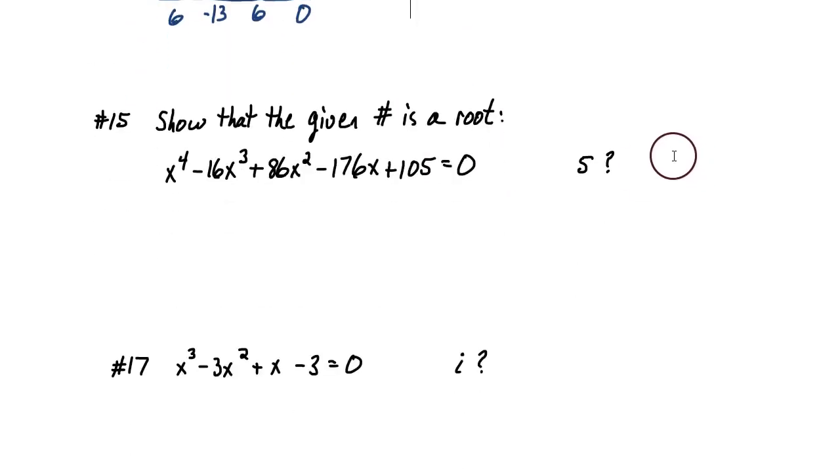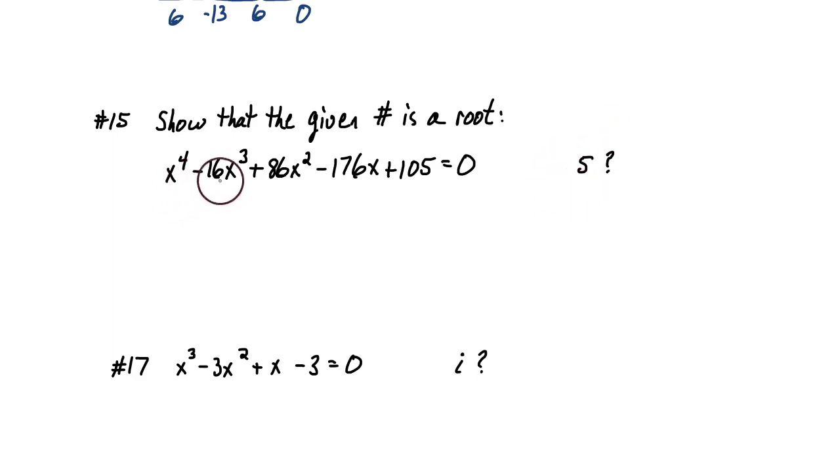Number 15. This time we have an equation. You see how it's an equation? It says equals 0. It's got a left side and a right side. What numbers could you plug in for x so that the left side makes 0? We wonder, is 5 one of those solutions? Is 5 a root?